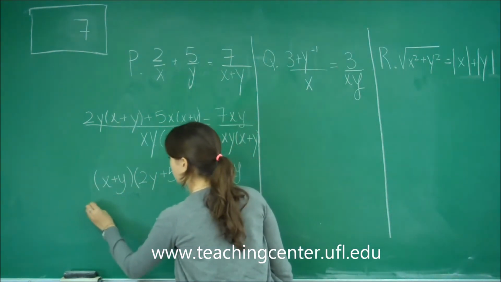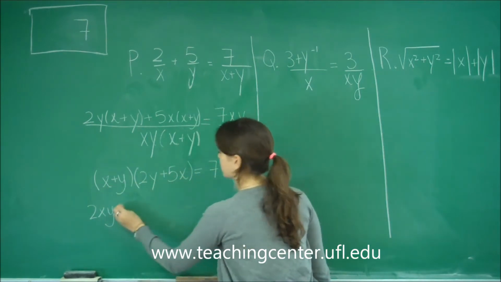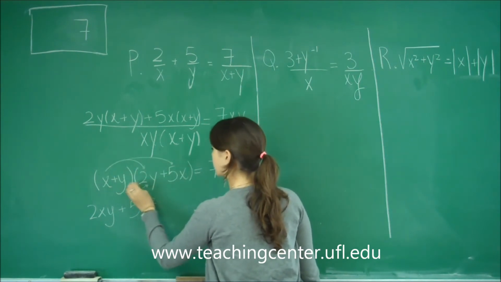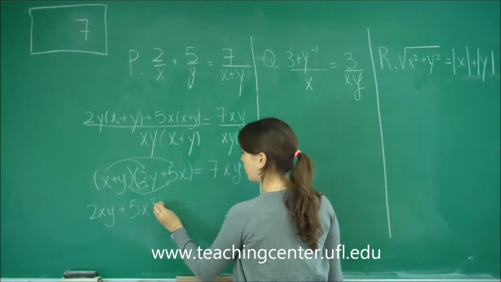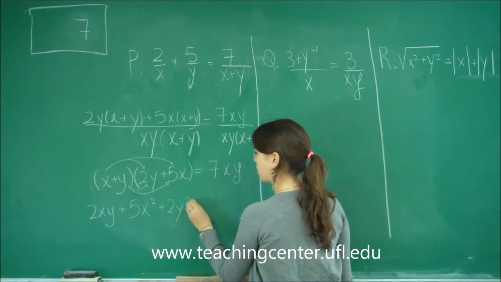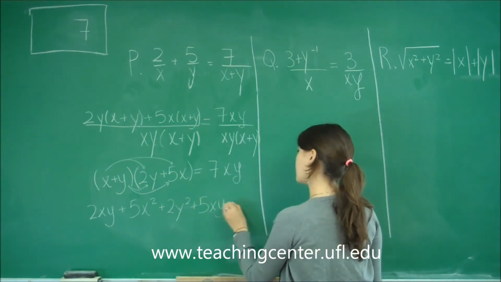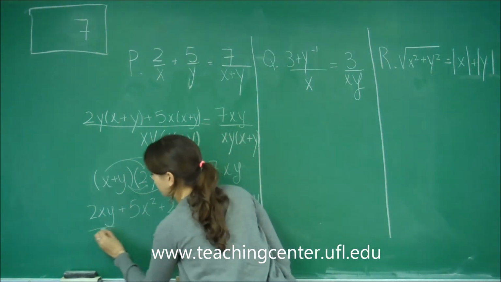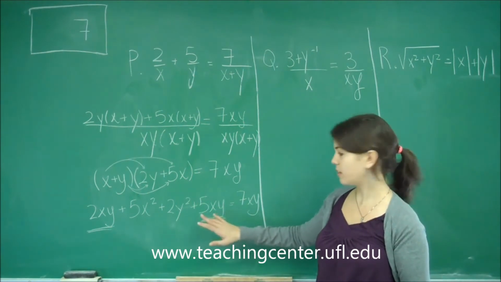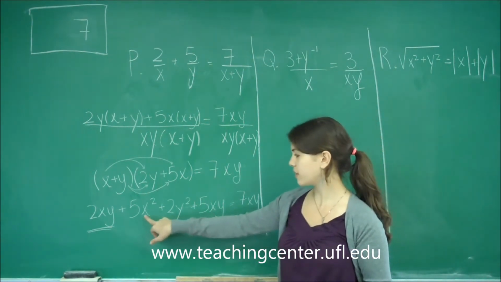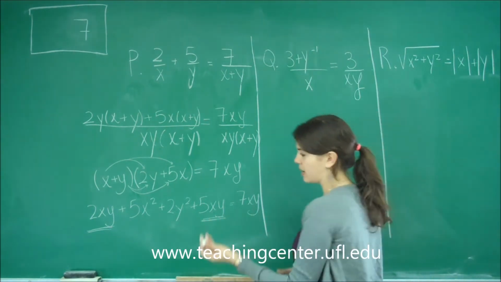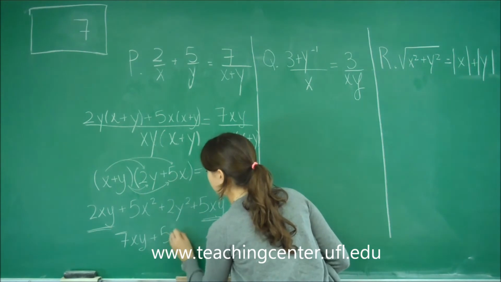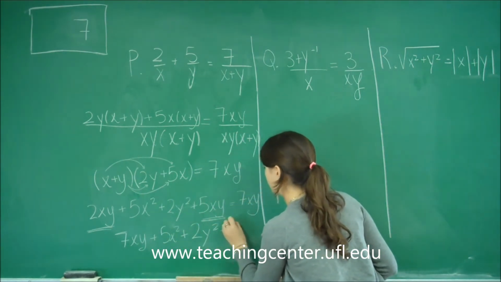So we have 2xy plus 5x squared, and now we have 2y squared plus 5xy equals 7xy. Here we have 2 terms with xy. Remember, if the variables are the same, you can add them. But since we have x squared and y squared, those have to stay like that, because there's nothing we can add them to. So this plus this gives you 7xy plus 5x squared plus 2y squared equals 7xy.